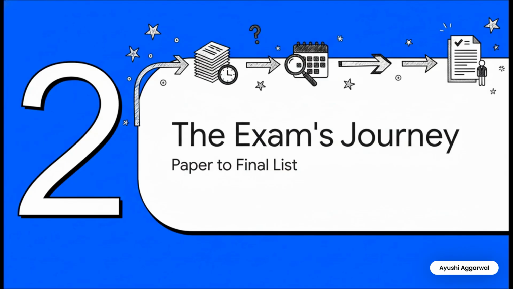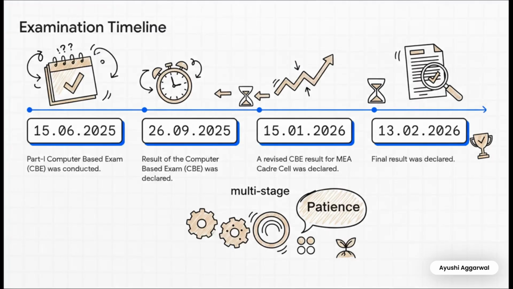Every result notice actually tells the entire story of that exam, right from when the forms came out to the final list. This timeline gives us a really good idea of just how long an exam process can take. So let's see how long it took in our case study. So take a look at this. The exam was conducted in June 2025, and the final result came out in February 2026. That's about 8 months later.